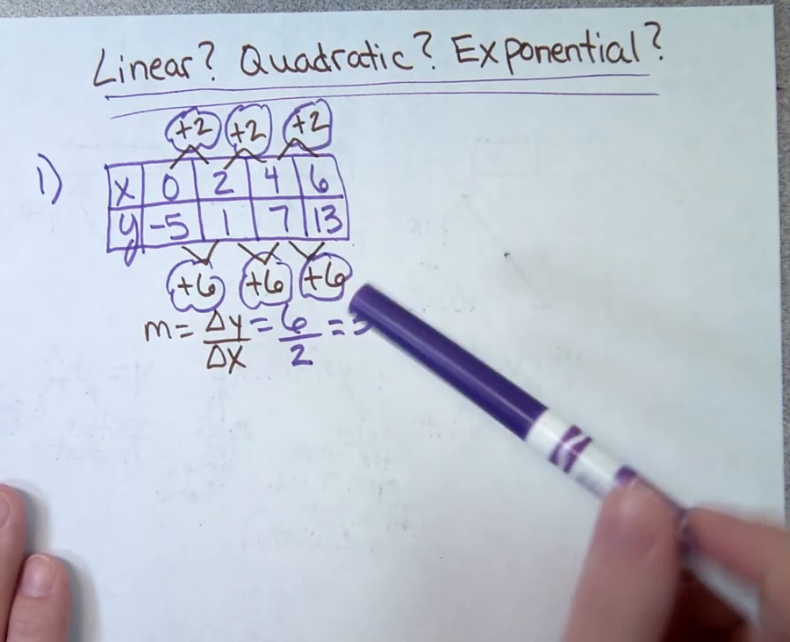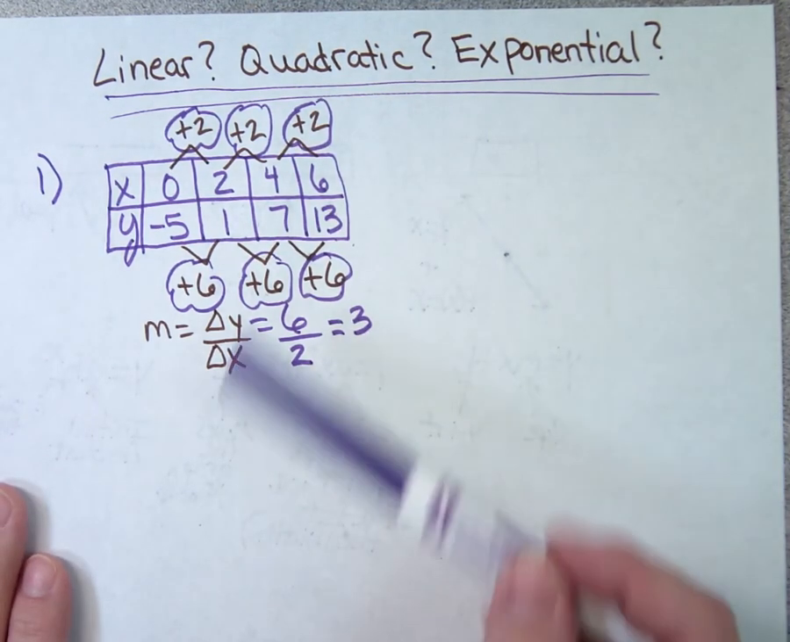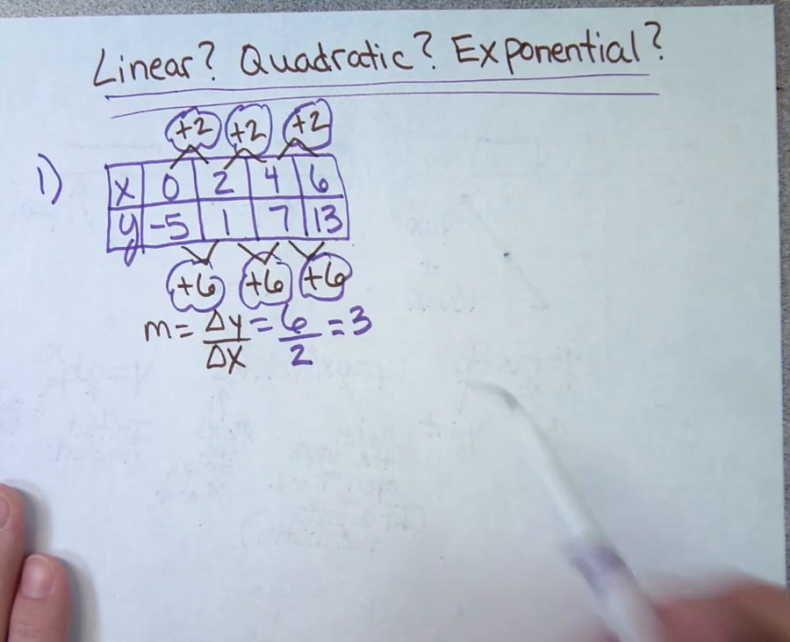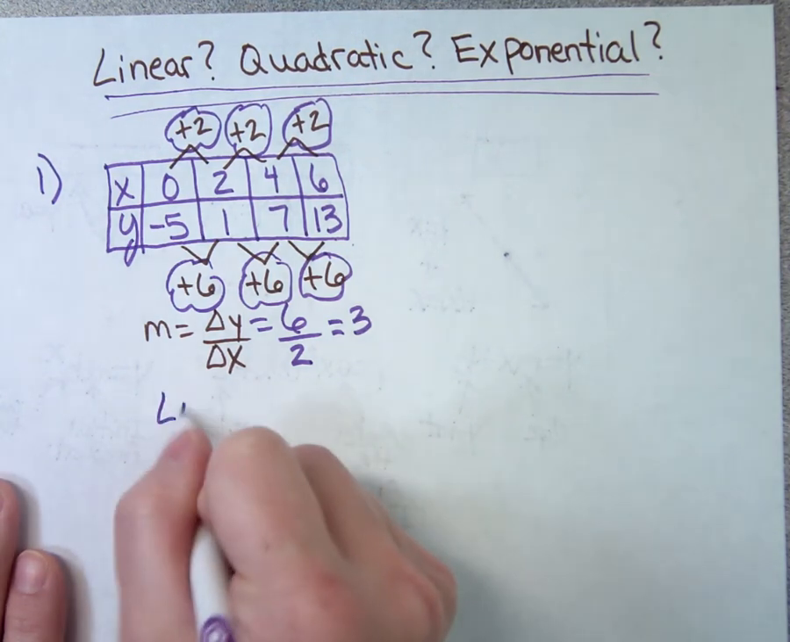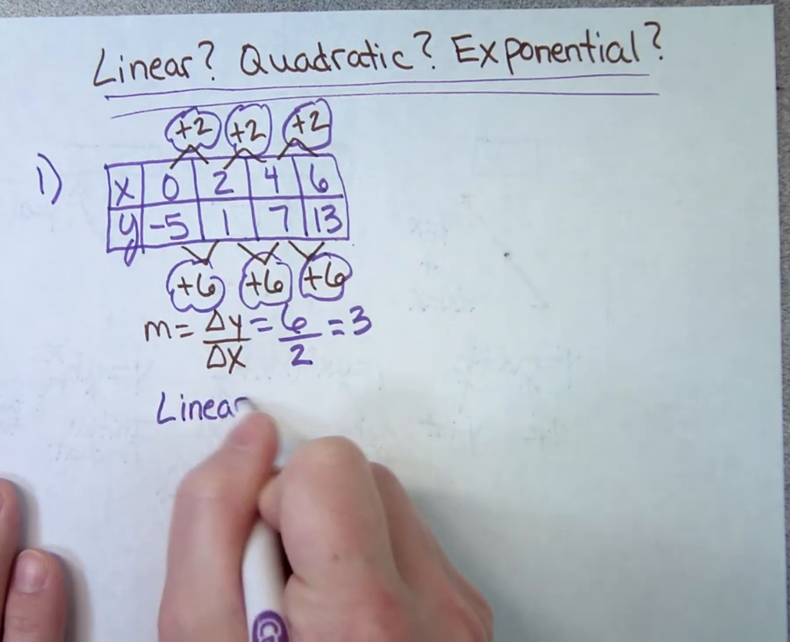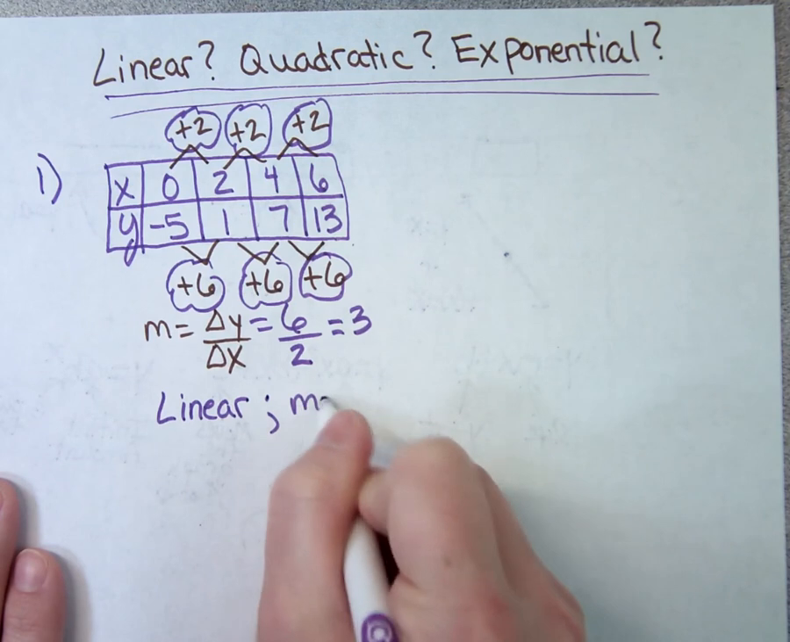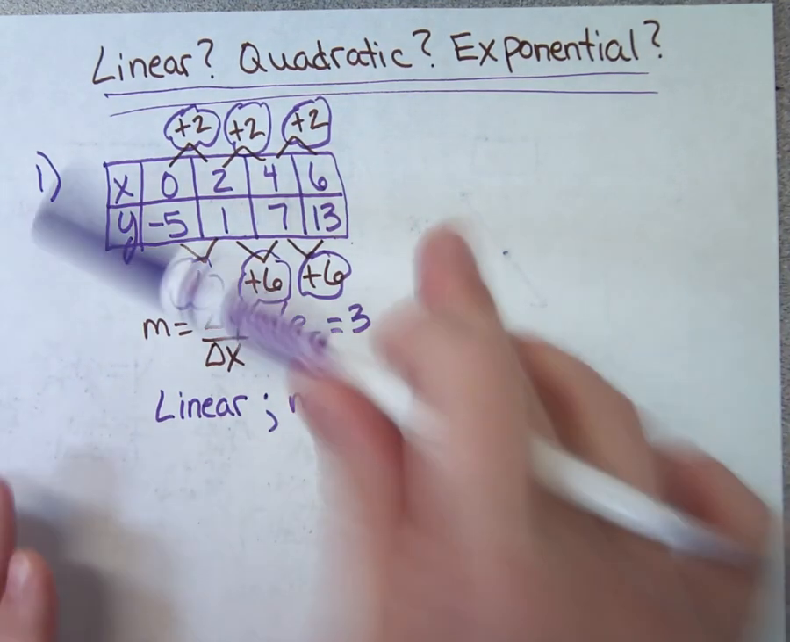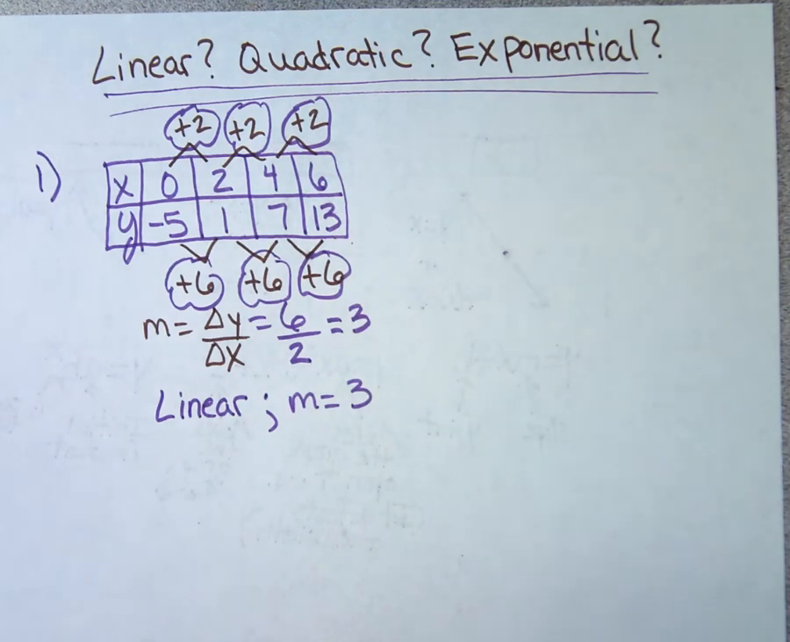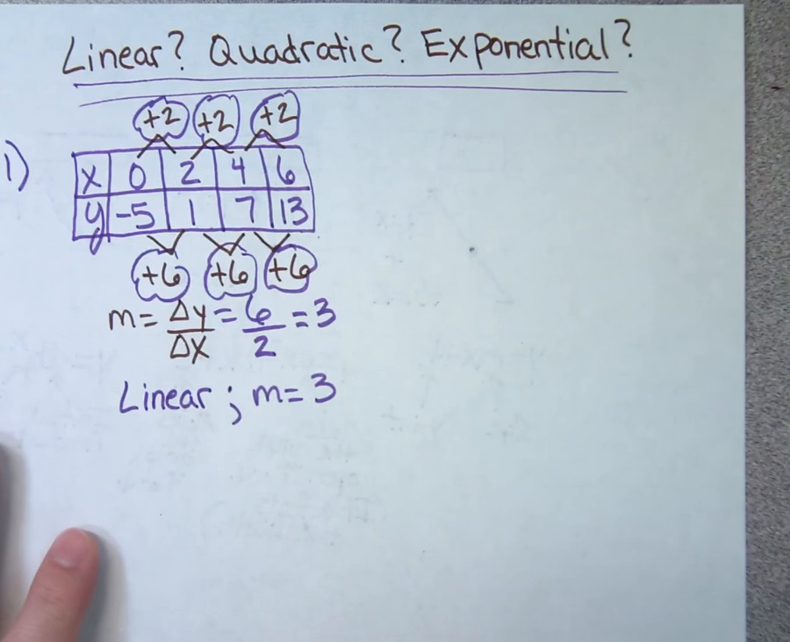So yes, since I get the same slope, the same change in y over the change in x the whole way through the table, then I know that this is linear. And I know that my slope is 3. And then from there, I could work on writing the equation of the line that represents this data, which we've done before, and we're going to do it again later. So I'm not going to stress on that right now.